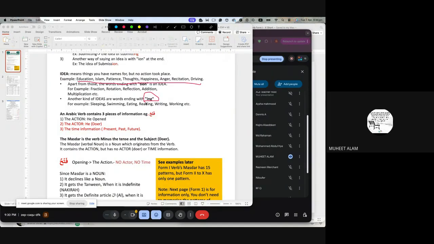So we are familiar with the term idea in English. In Arabic it's called the masdar, which is the verbal noun or the concept of an action itself, without the actor or subject, and without the tense or time specification.